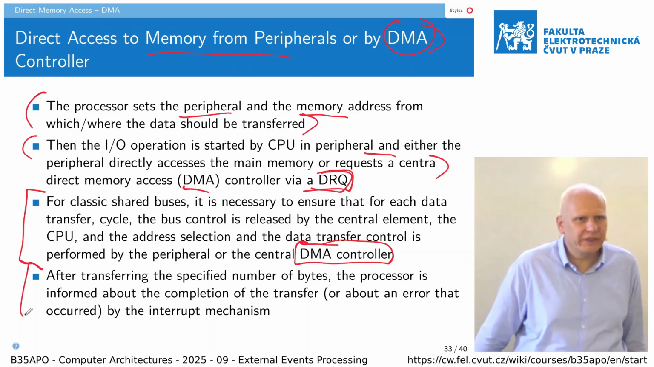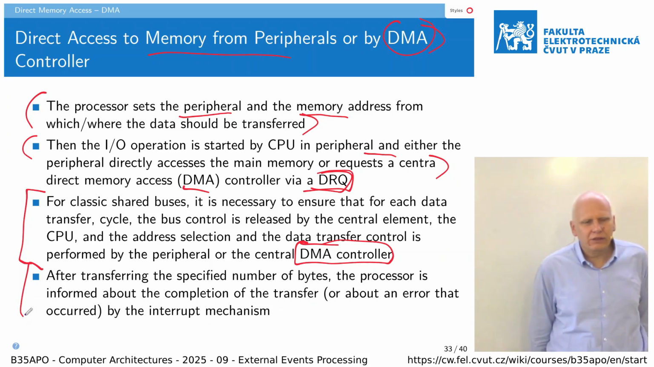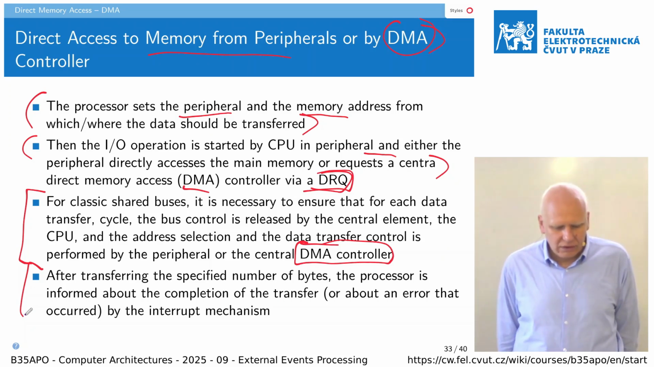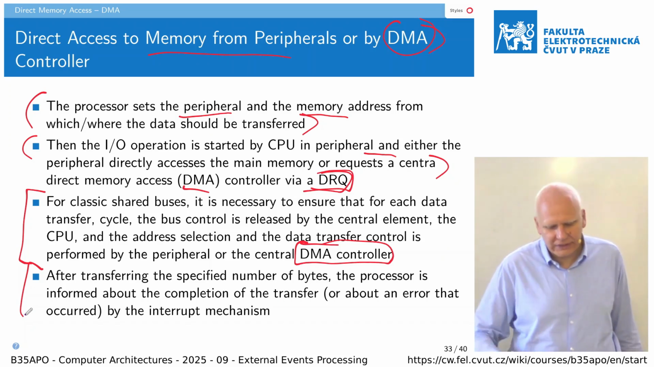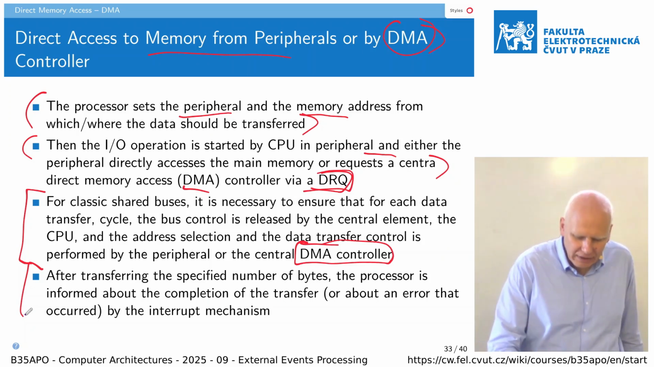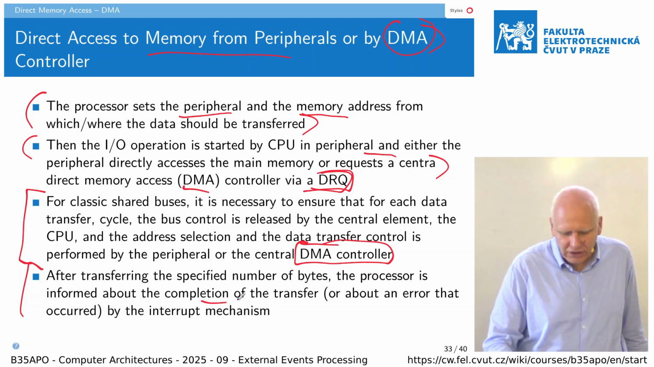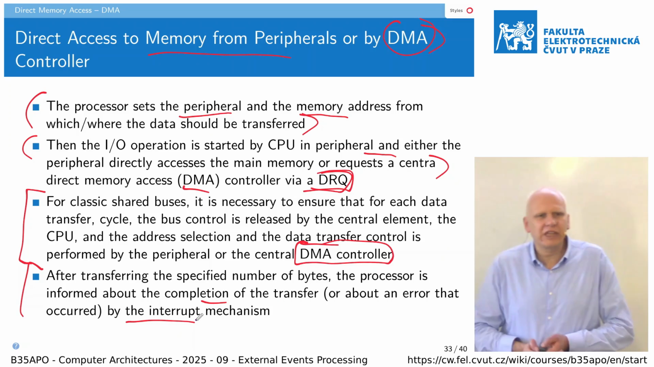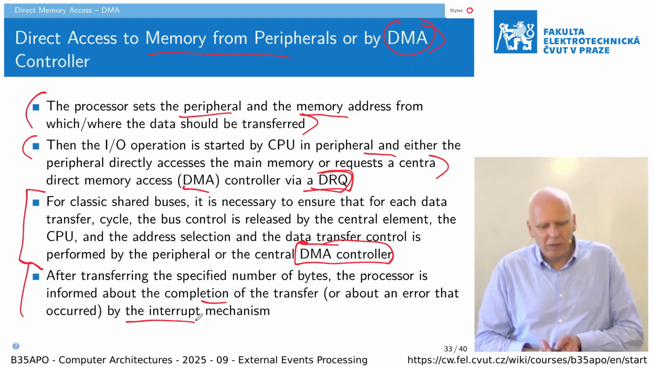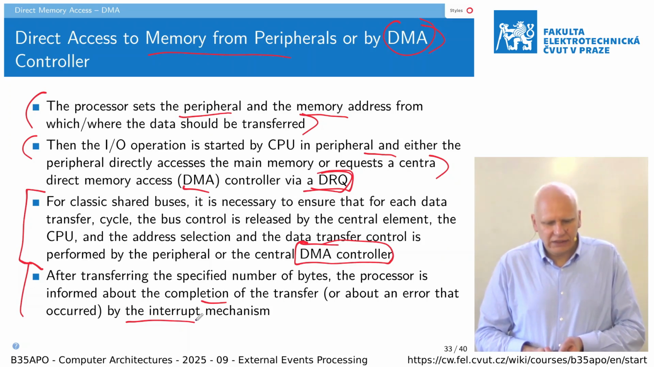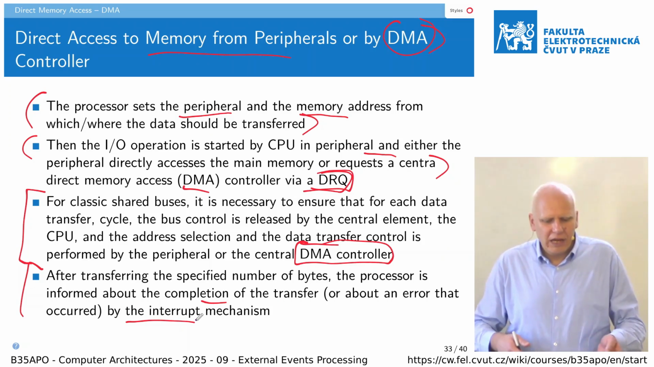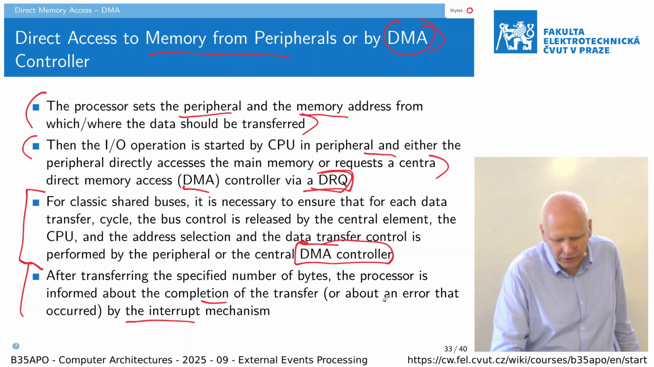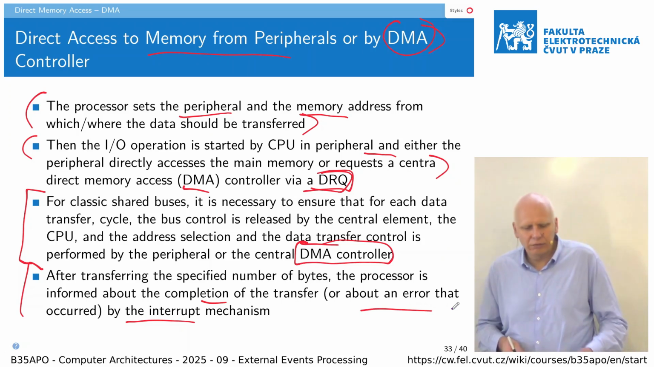And when we transfer a whole network packet or a whole block between the disk and memory and so on, at the end of this operation the peripheral informs about completion by asserting the interrupt. So basically, this mechanism which we have seen for individual bytes, in this case informs about the result of the whole block transfer. The result can be success, or there can be an error that it cannot be finished.